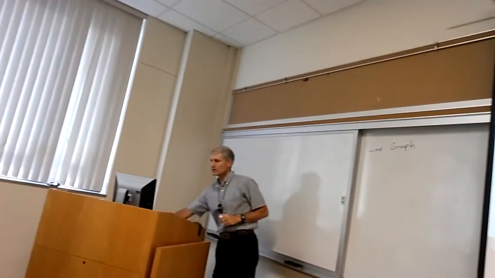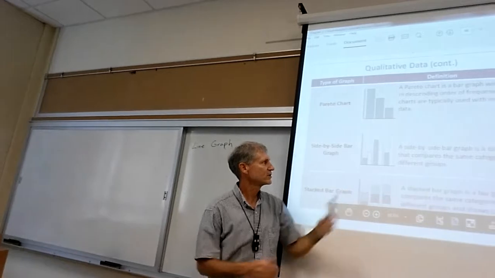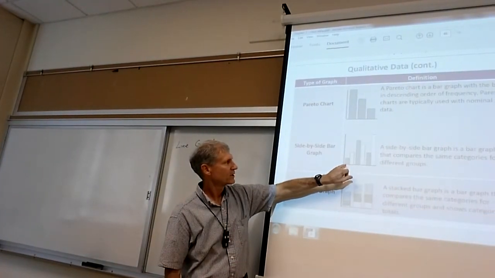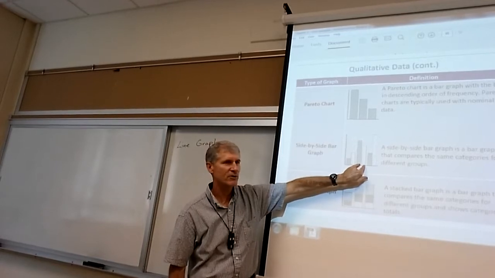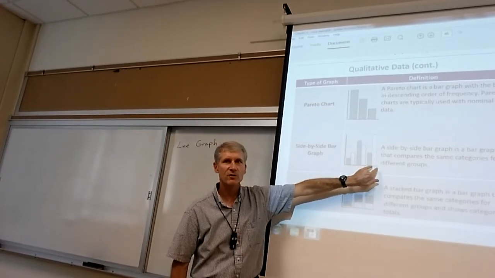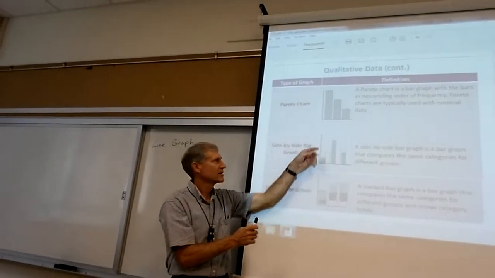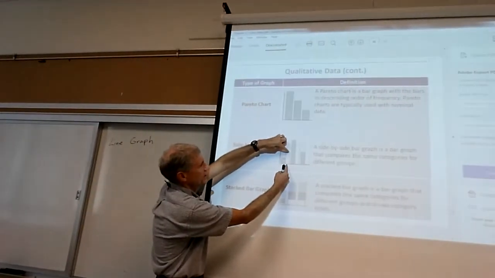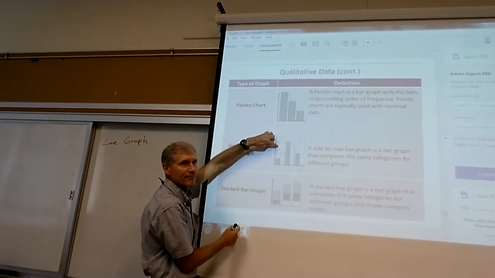Then we talked about side-by-side bar graphs. We showed 2 different ways to do it. This is one where you have, this might be smokers and non-smokers side by side. Then in the next category, smokers, non-smokers, and so on. A stacked bar graph is the same idea, but instead of putting them side by side, you lift one up and set it on top of the other one. So you stack them up.